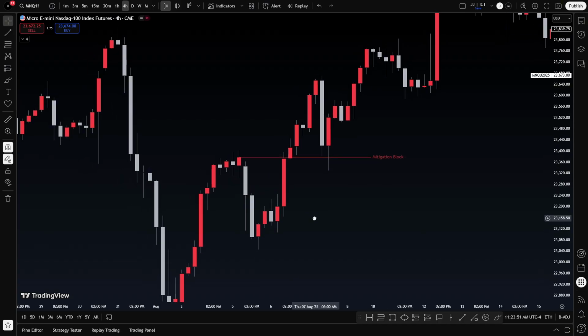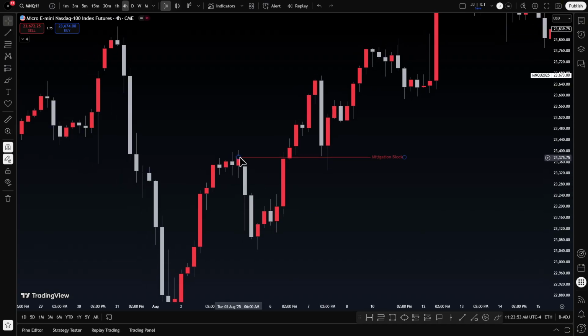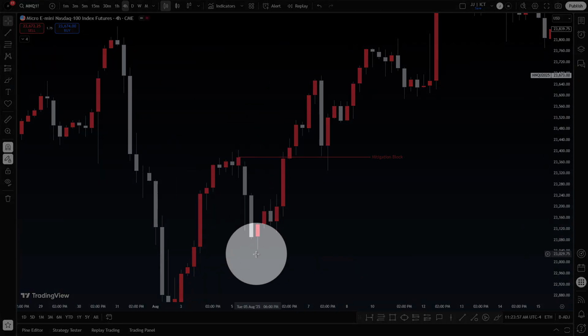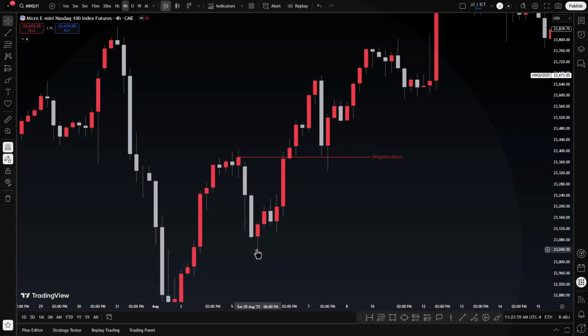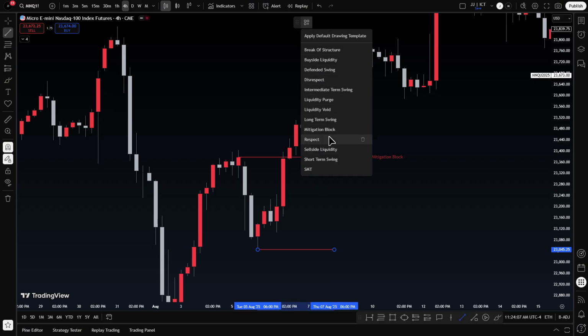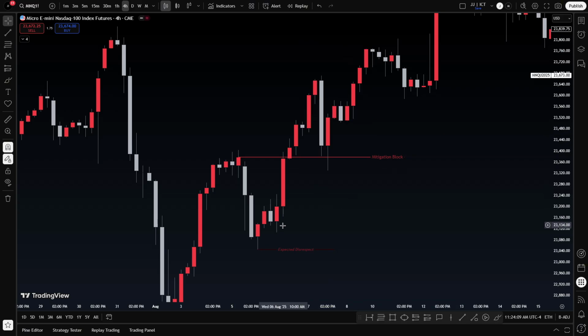So, this is our mitigation block, right? You see that? That's our mitigation block. You see how price swings lower and creates this swing low down here? The disrespect of the mitigation block is when price breaks this swing. That swing right there would be the disrespect of the mitigation block.